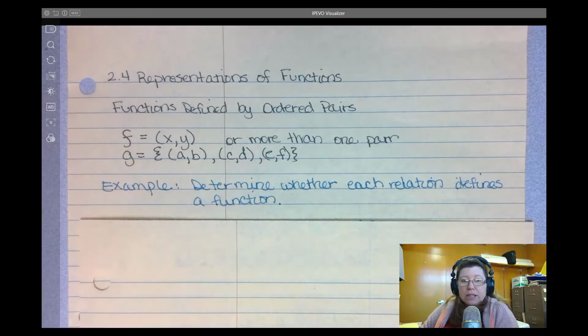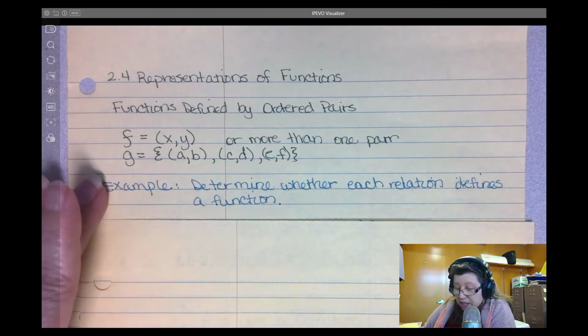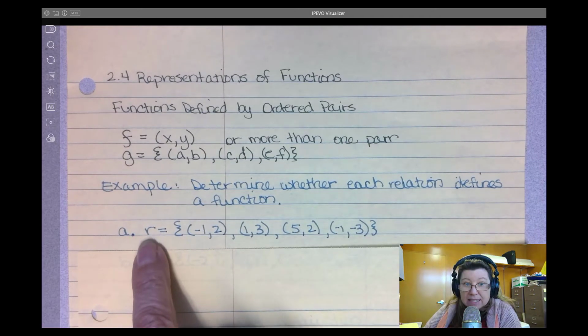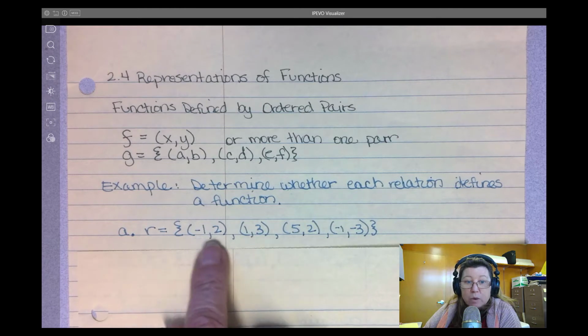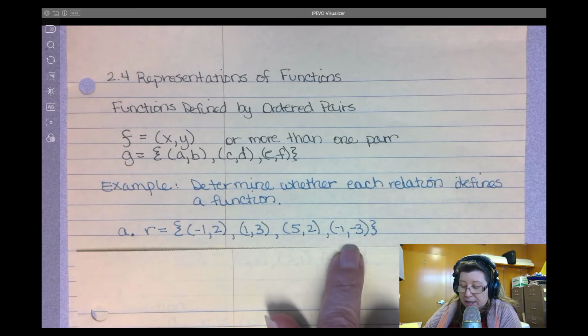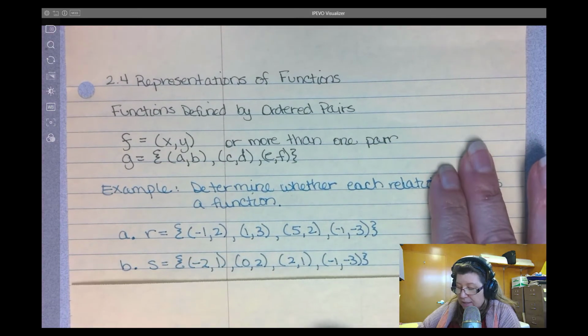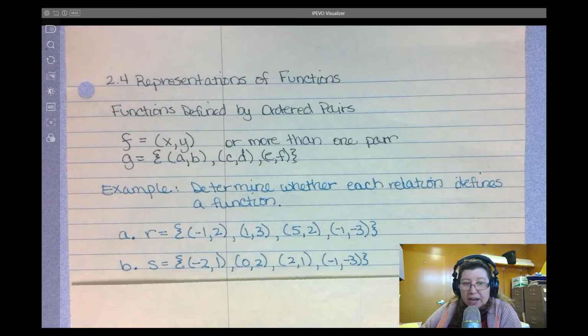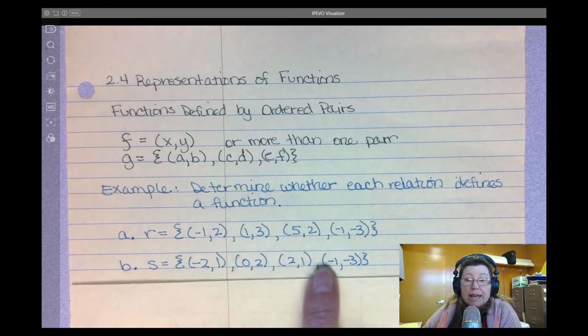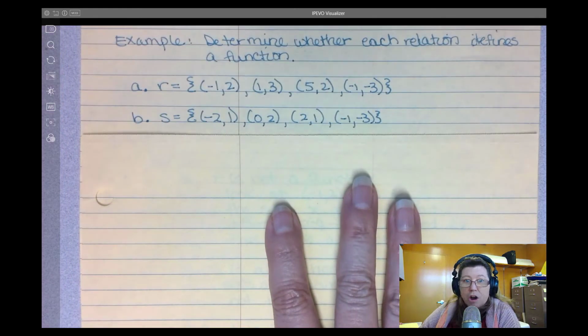Okay, so let's determine whether these relations define a function. So we have R is the set of ordered pairs (-1, 2), (1, 3), (5, 2), (-1, 3). And S is the set of ordered pairs (-2, 1), (0, 2), (2, 1), (-1, -3). Let's start off with the first one, the relation R.